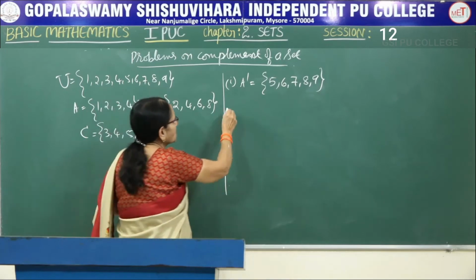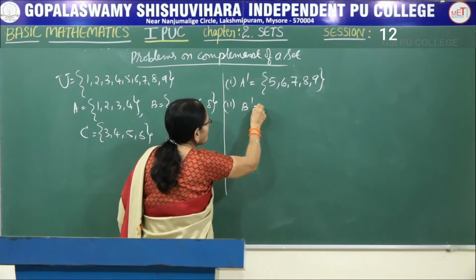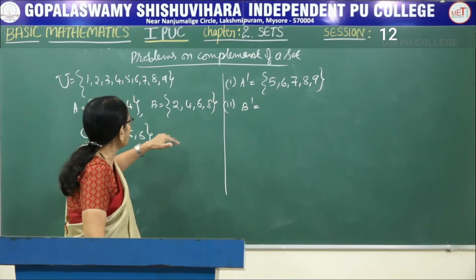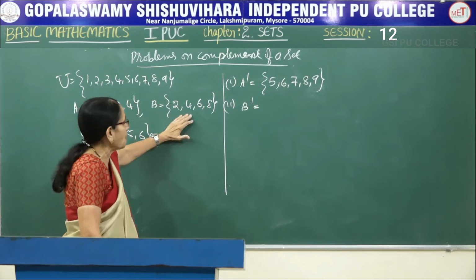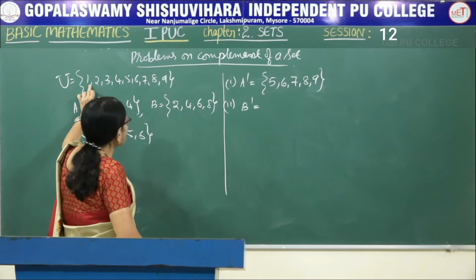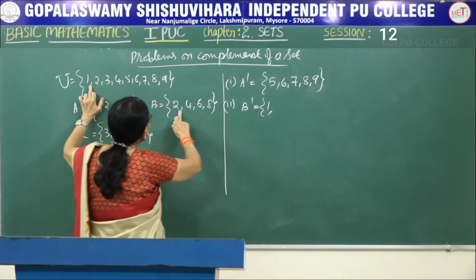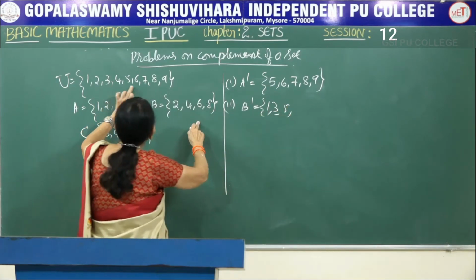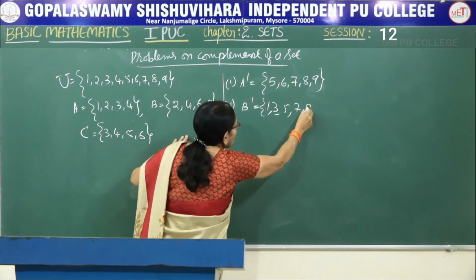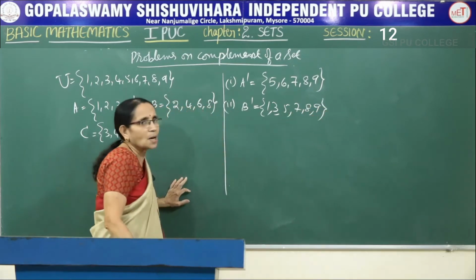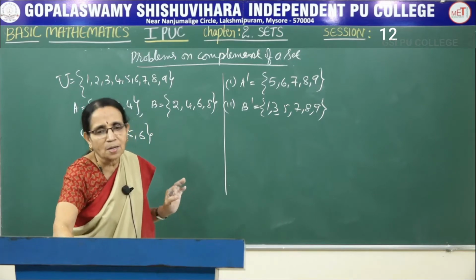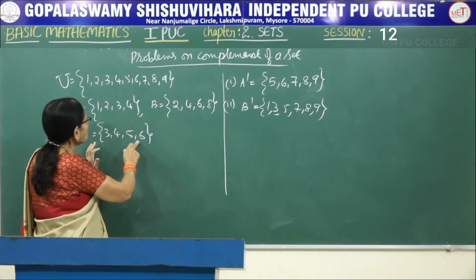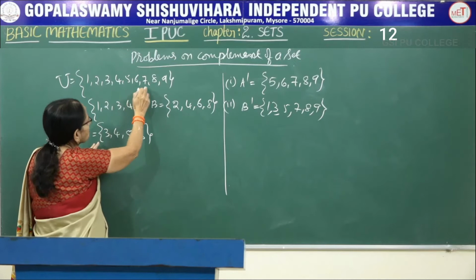Next is B dash. Second one, find B dash. It can be expected for a 1 mark question. So, what are all the elements that are present in U but not in B? Now, B is 2, 4, 6, 8. So, 1 you can take here, 2 is there, don't take, then 3 you can take, 4 is there, omit that one, then 5, 6 you don't take, then it is 7, 8, 9. So, it has the elements 1, 3, 5, 7, 9. Now, if C dash is asked, C is 3, 4, 5, 6, you can write 1, 2, then 7, 8, 9, like that you can write.